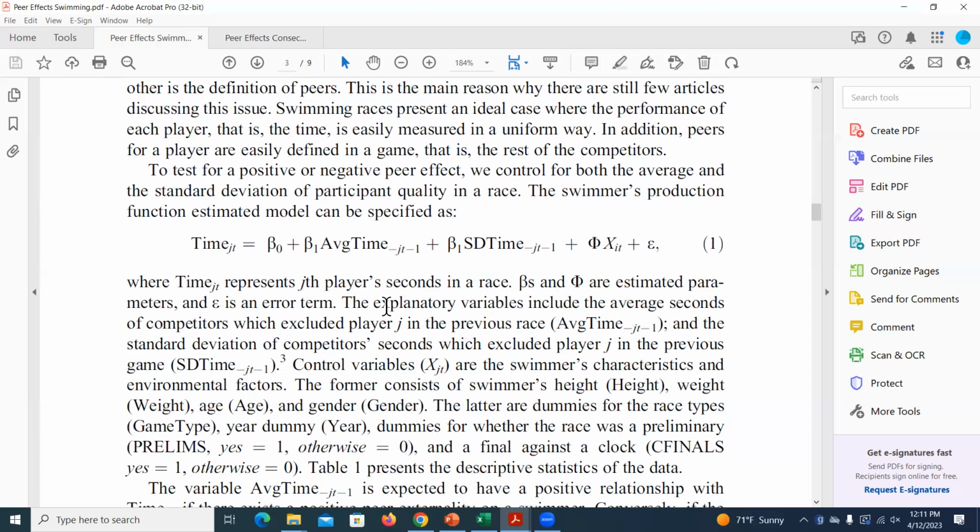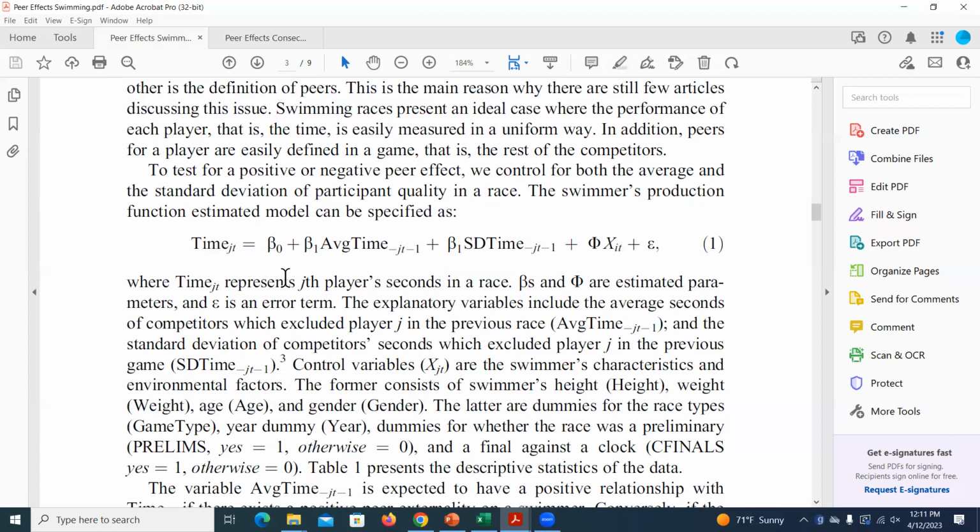If I'm running against someone who's slower, it's more likely that I'm also going to run slower. Here, if I'm swimming against people who are on average not as fast, I don't have to swim nearly as hard to guarantee a win, or you can tell these stories. So we might see their performance decline as well.